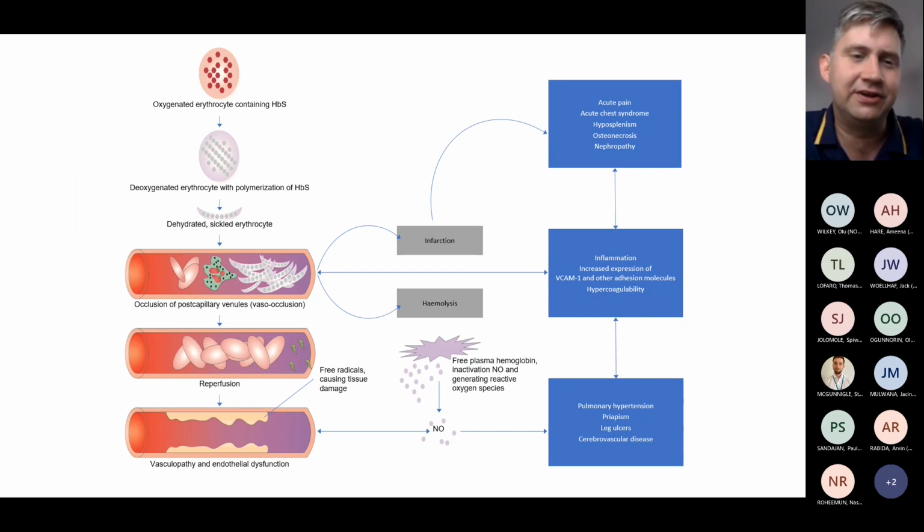And down here you can see that they're going through the blood vessels, and it gets stuck, they attract all the other cells and cause damage to the blood vessels, which can lead to infarction and hemolysis. On the side there you can see all the different conditions that it can cause, like acute pain, acute chest syndrome, hyposplenism, osteonecrosis, nephropathy, and all the other little bits and pieces. But we'll go into more on that in another of the teaching sessions if you join that.